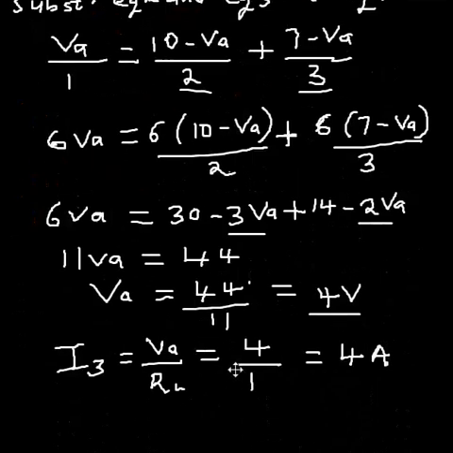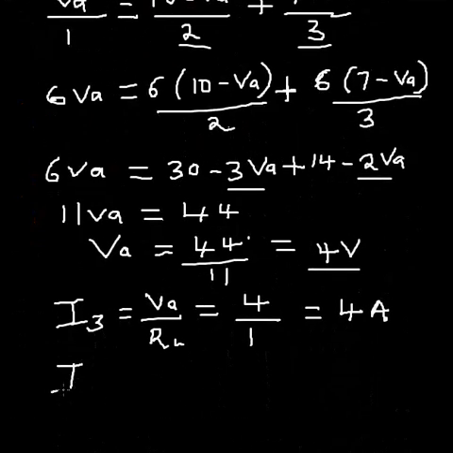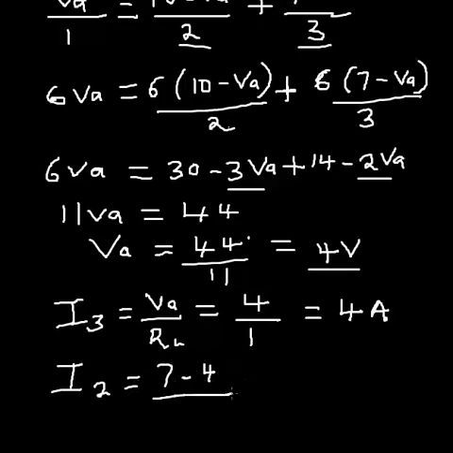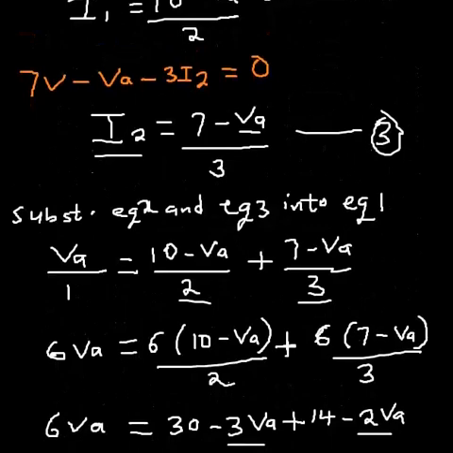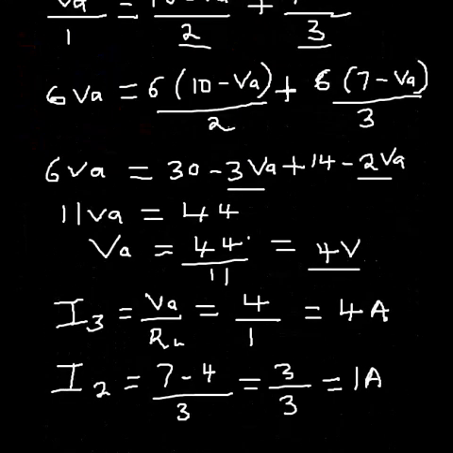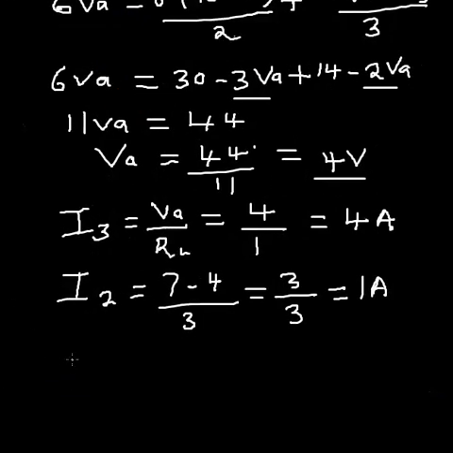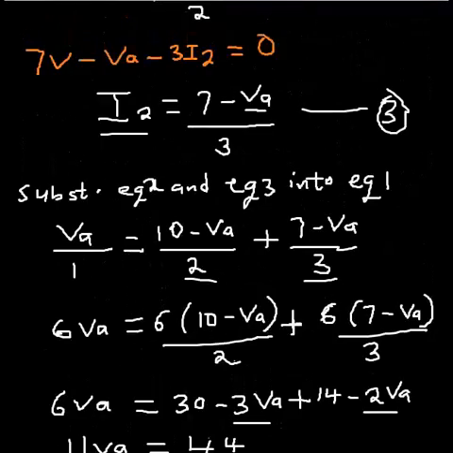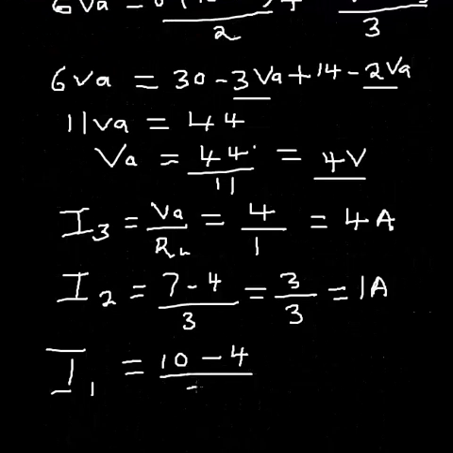So just in case you want to find everything, I2 simply is going to be 7 minus VA, 7 minus 4, then divided by 3, right? Of course, 7 minus 4 is 3, so it's going to be 3 all over 3, which is 1 ampere. Okay, you can still find I1 quite well. I1 is 10 minus VA all over 2, simple. So I1 is equal to 10 minus 4, divided by 2, right? That's 6 all over 2, which is 3 ampere.